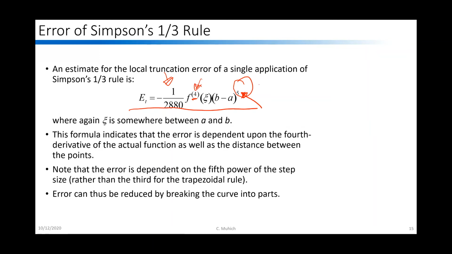So we get a much faster convergence. However, just as before, we can decrease the error and increase the accuracy by breaking this into smaller parts. So you can see that by cutting the length in half, we have a decrease in error of 2 to the 5th power.